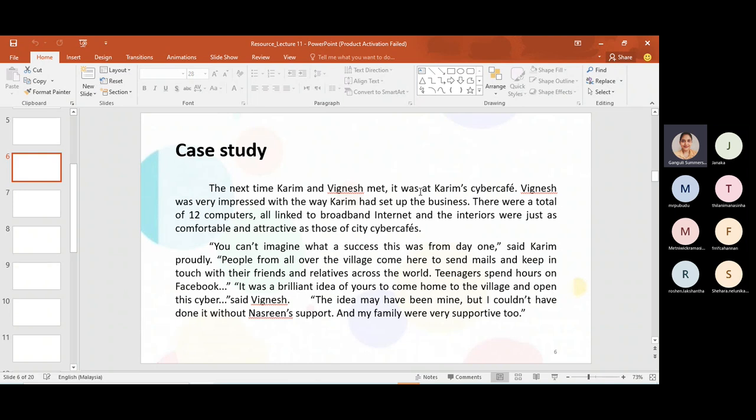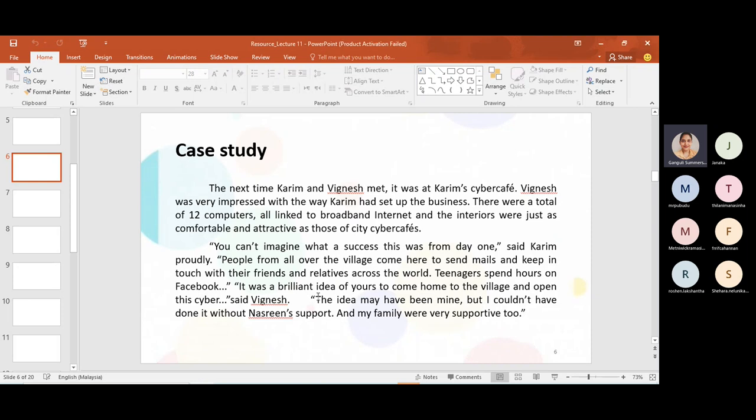Then Vignesh says, it was a brilliant idea of yours to come home to the village and open this cyber cafe. Vignesh tells Karim that it was a brilliant idea. Vignesh appreciates Karim's idea of opening up a cyber cafe. He tells Karim that it was a brilliant idea of yours that you came to this village and opened up this cyber cafe.